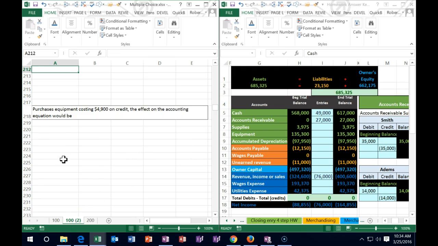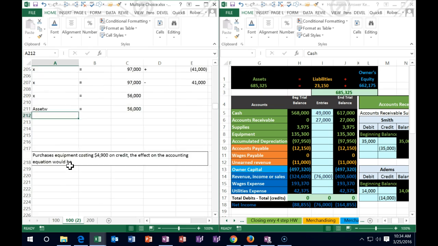So we purchased equipment on credit. If we purchased equipment on credit, we can think about this basically two different ways. We're going to want to see the effect on the accounting equation. So we could think about journal entries, or we could think about the accounting equation. Let's stick with the accounting equation here.